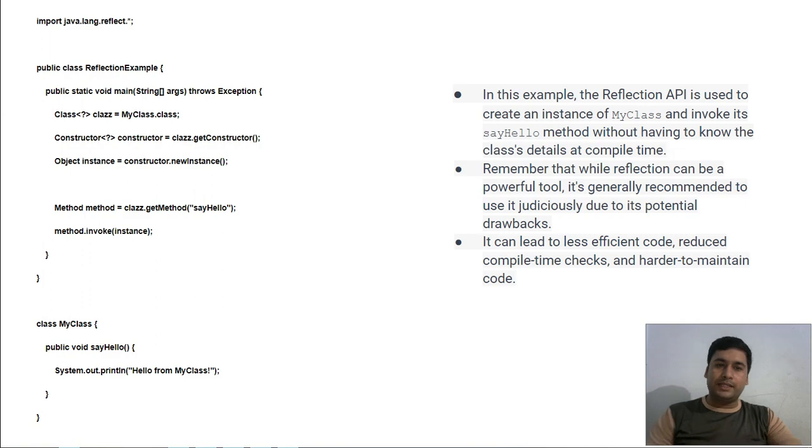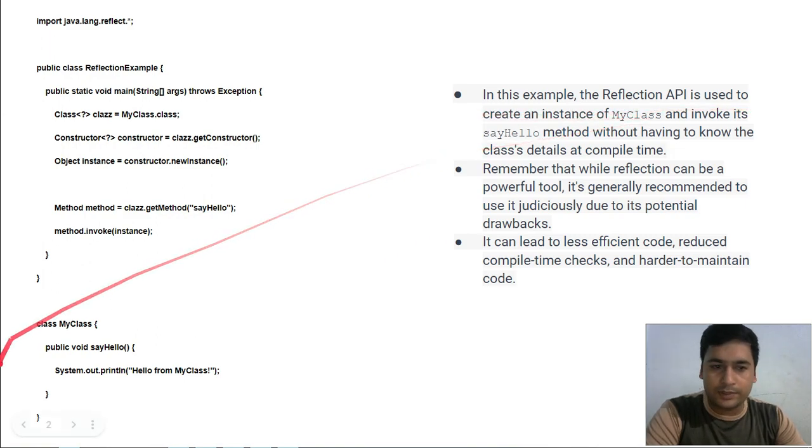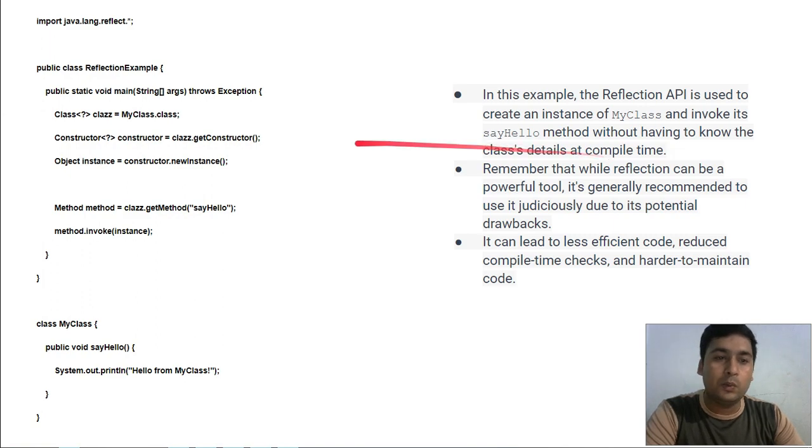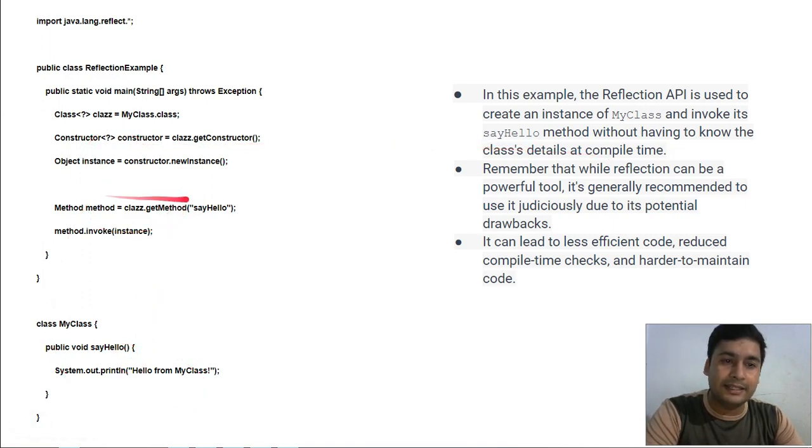In this example, the reflection API is used to create an instance of MyClass, which is available here, and invoke its sayHello method without having to know the class details at compile time. We don't have the compile-time details, but still we are able to call this method internally. How? Let's see. We are going to design one class. In this class we can read the class name and get the details of the constructor. With the constructor we can create one object.